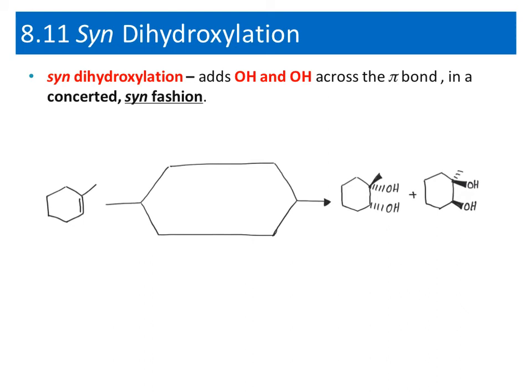The first reagent is osmium tetroxide with sodium bisulfite and water. And the structure for osmium tetroxide is this.